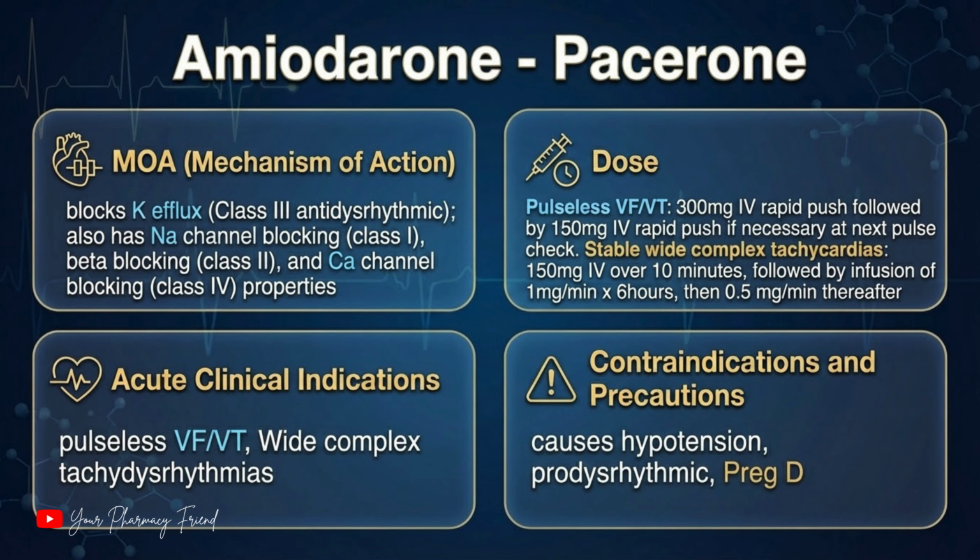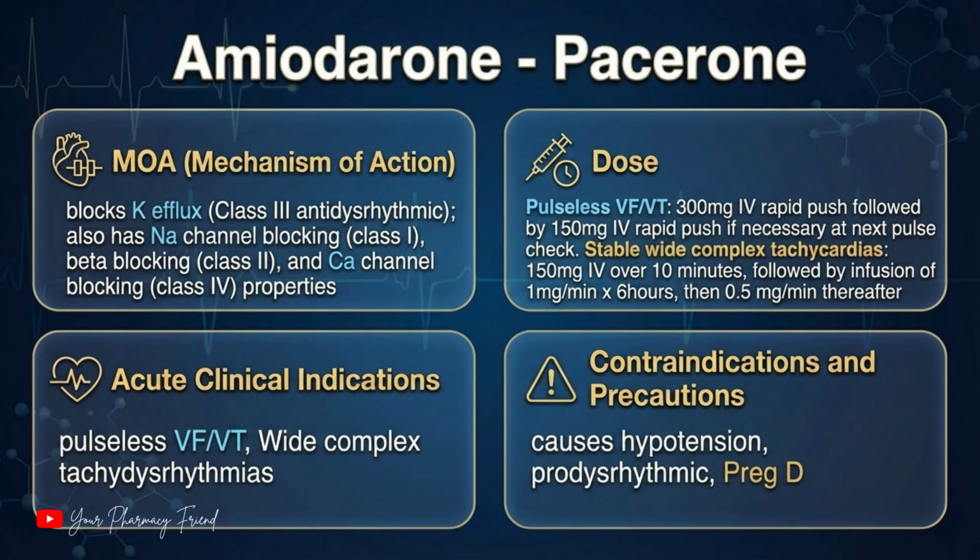In this situation, 150 mg is administered intravenously over 10 minutes. This is then followed by a continuous infusion of 1 mg per minute for 6 hours, and afterward the infusion rate is reduced to 0.5 mg per minute for maintenance therapy. Now let's review the acute clinical indications.